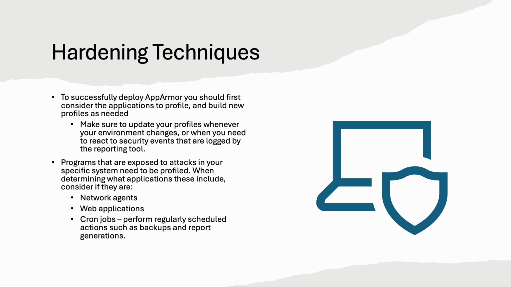Some hardening techniques. To successfully deploy AppArmor, you should first consider the applications to profile and build new profiles as needed. Also, make sure you update your profiles whenever your environment changes or when you need to react to security events. Programs that are exposed to attacks and your specific system needs should be profiled.